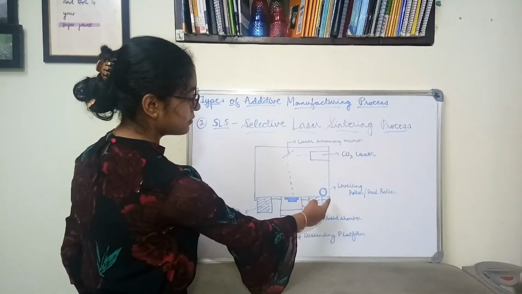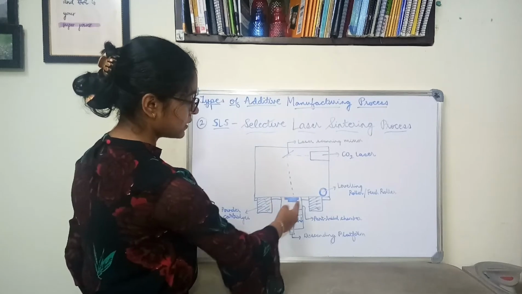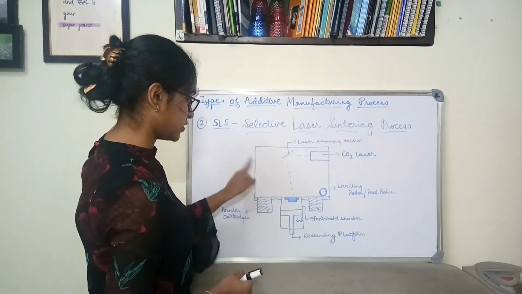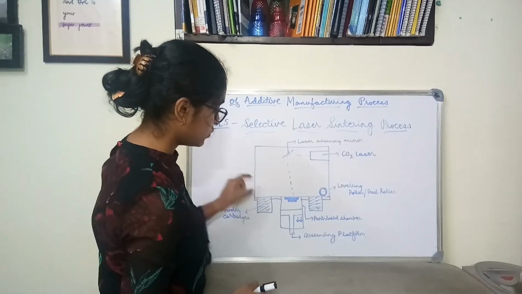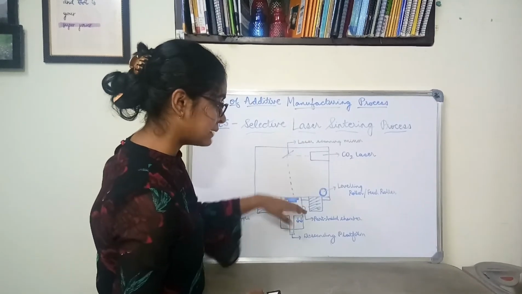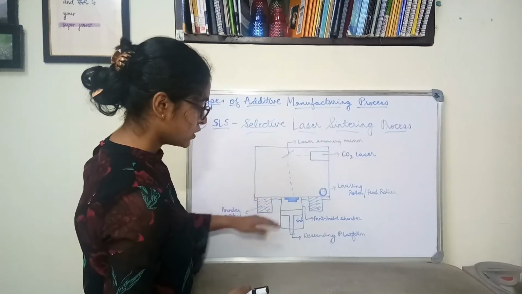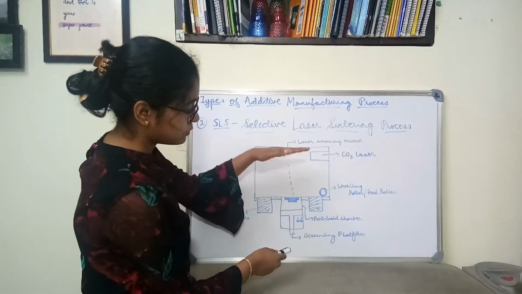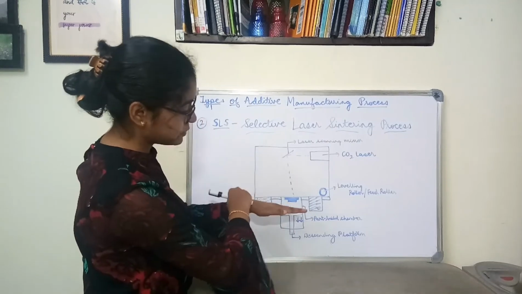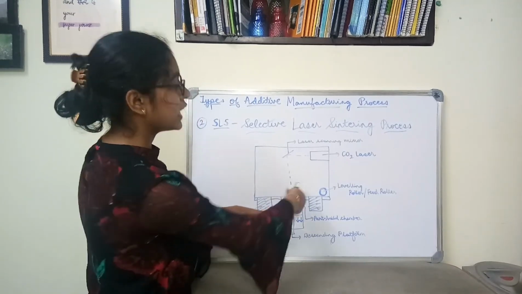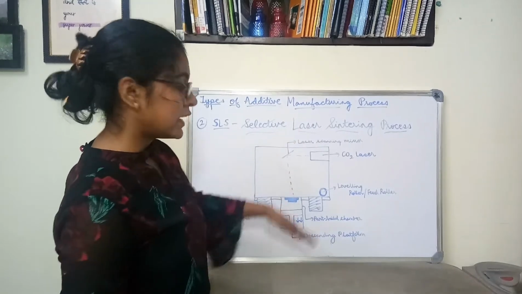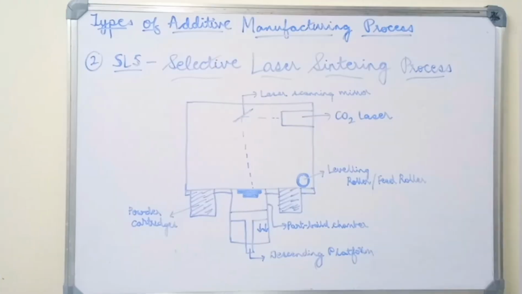So after one pass, the roller will be in this position, and again the powder will be injected here, and this powder will be pushed towards the part build chamber with the help of the roller. So once one layer is finished, with the help of the descending platform, that layer is pushed down, and the powder comes and occupies this position. Again, with the help of the laser source, the next layer is created. In this fashion, the entire product will be created.